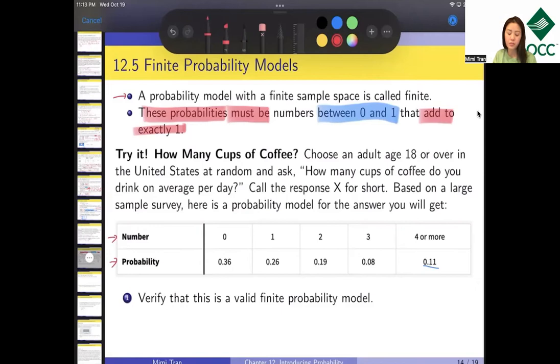So if you randomly ask a person who is 18 and over in the US, the probability that person drinks no coffee per day is 36%. If that particular person drinks 1 coffee per day, it's 26%, and there's a chance of 19% that they drink 2 coffees per day, 8% 3 coffees per day, etc.